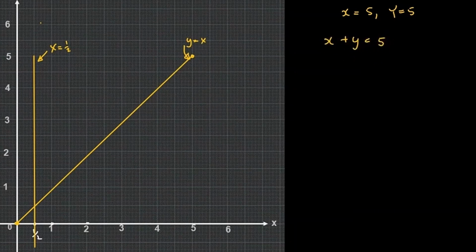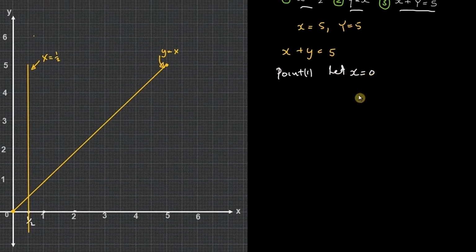and our final line, x plus y is equal to 5. So how do we determine 2 points on this line? Our strategy is similar to what we've used in the past. To draw a straight line, we need 2 points. So we're going to find 2 points reasonably separated and connect those 2 points. So let's choose the first point. Let's call this one point 1. So we choose to let x be equal to 0 and determine the value of y.